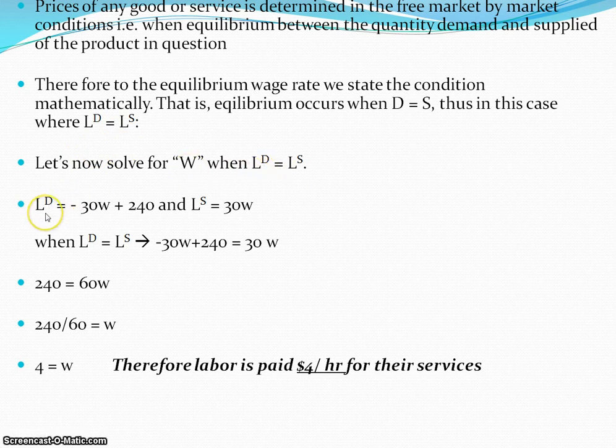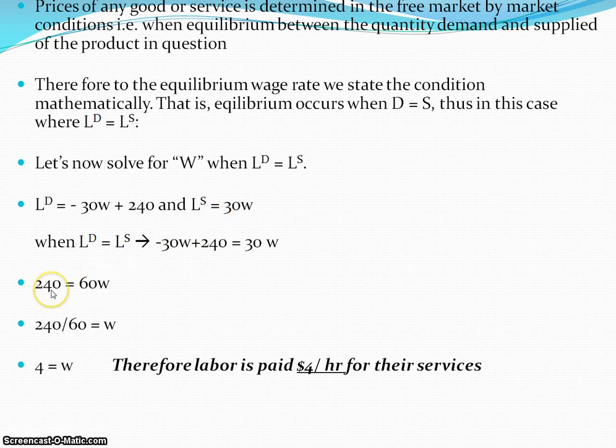So we know that the demand for labor equation is minus 30W plus 240, and the supply of labor is 30W. Okay? So when LD is equal to LS, we equate the two equations. Minus 30W plus 240 is equal to 30W. Simply, therefore, we put all the like terms together. So minus 30W, if you carry it across the equal sign, you get 30W plus 30W.